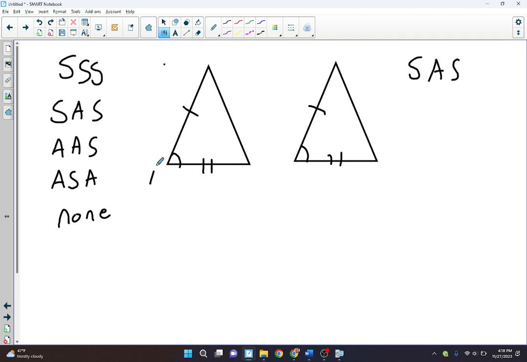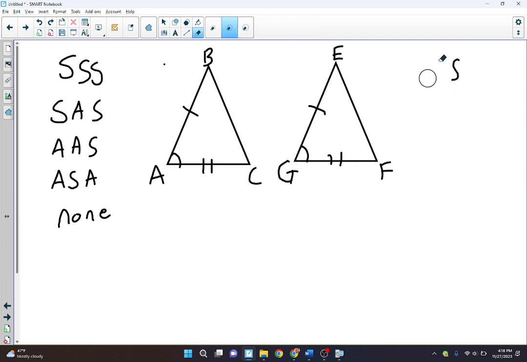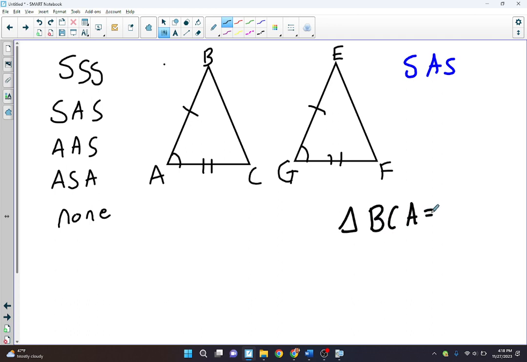If they're congruent, let's call this A, B, C, E, F, G. If you're saying side, angle, side, let me put that in blue. Please finish the congruent statement. I'm going to give you half of a congruent statement: BCA. That should be congruent to, in this case, EFG. You just have to match the congruent statement.